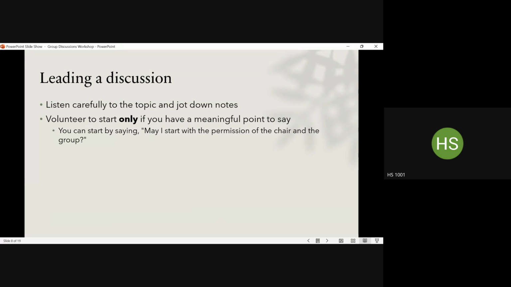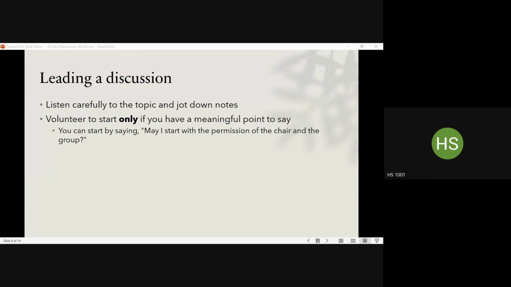You should not volunteer to start or lead a group discussion if you feel like you have nothing meaningful to say. Remember, this is a spontaneous activity. You might not always have something meaningful to say. If you feel like you do not have something meaningful to say, it is preferable to not volunteer to start.